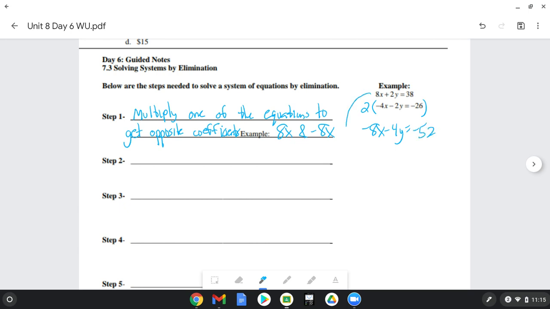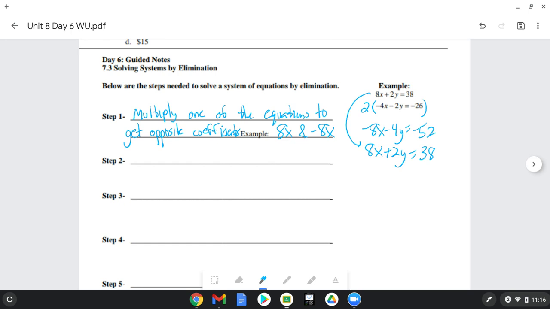I'm going to take this top one and put on the bottom. That way they're stacked. And now you'll notice that at the beginning, the negative 8 and the 8 are exact opposites of each other. So those two, one has a positive, one has a negative, and they have the same exact coefficient of an 8. So that's exactly what we want in the first step.